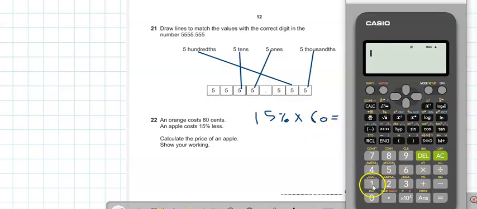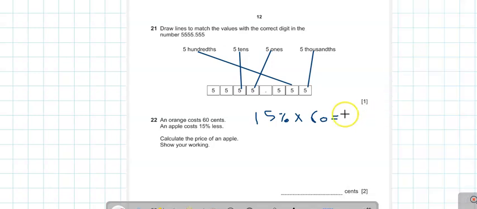15% of 60. So 9. Okay. This is how much the apple is less than the orange. Then the cost will be 60 minus 9. Of course, no need to use calculator here. It will be 51. So the correct answer is 51 cents.